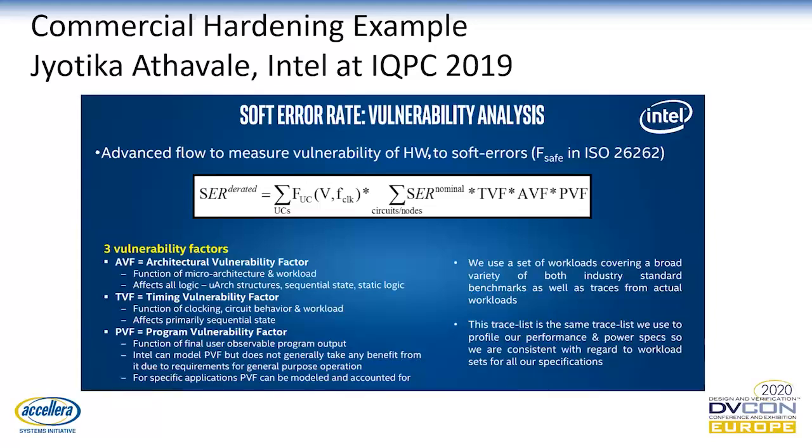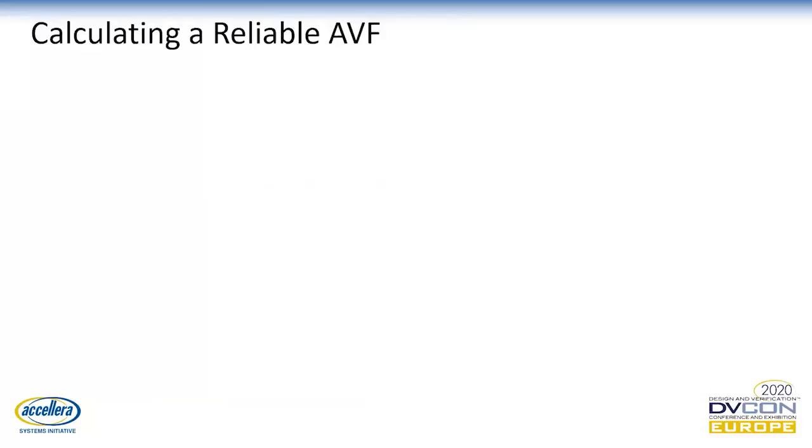One of the examples we have depicted here is Intel. Intel calculates the vulnerability, and they have an advanced flow to measure vulnerability of hardware to software errors by three vulnerability factors, which are AVF, PVF, and so on. So we're focusing more on the architecture vulnerability factor in this presentation. And if you want to see more details, you can look at the Intel presentation, I think paper.